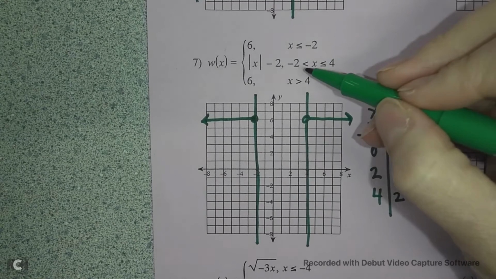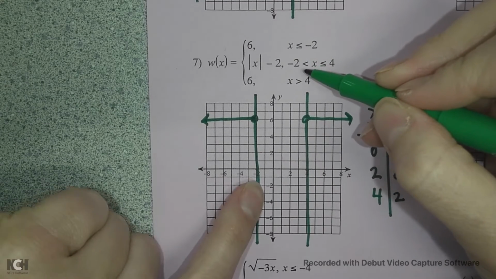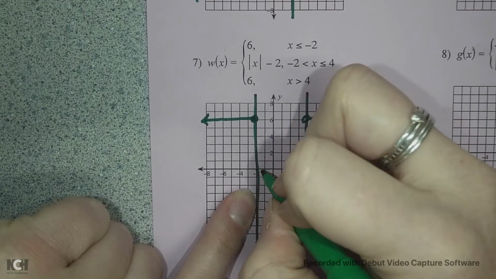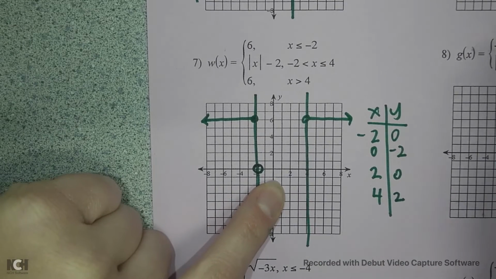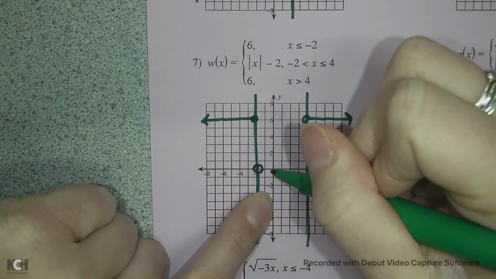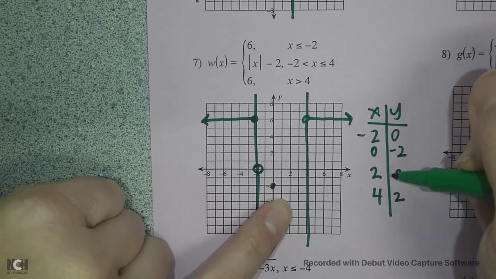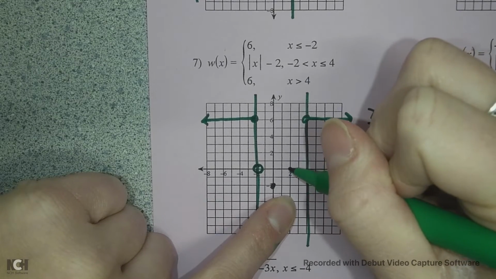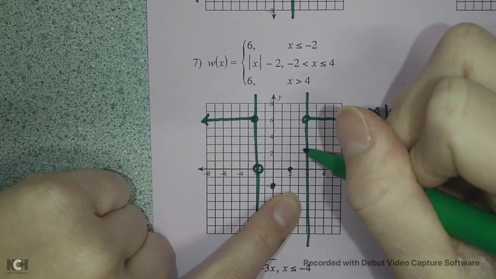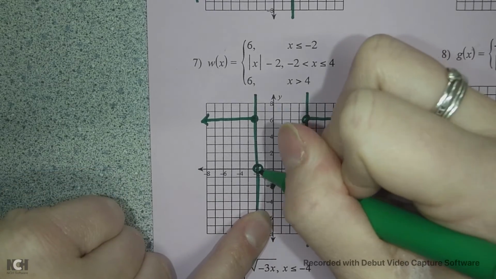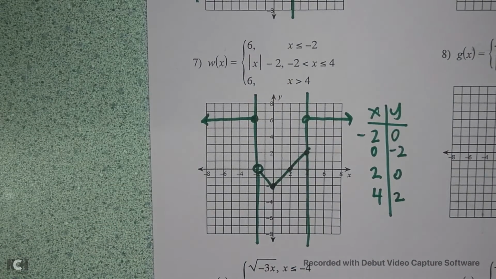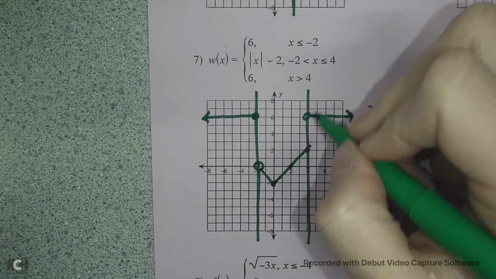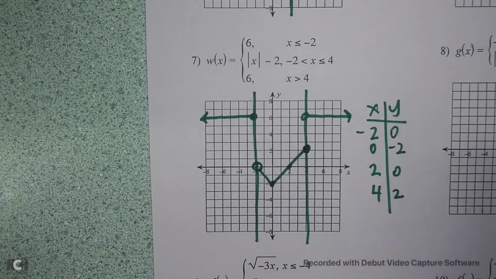So then we graph. We have an open dot that we have to put on this line at negative 2, 0. So that's here. So here's our open dot. And then we're going to have a dot at 0, negative 2, 2, 0, and 4, 2. And it looks like that will give us our V, so we don't have to do anything else. So that's what that looks like. And it's a closed dot because of this line, so just make sure that that's closed.